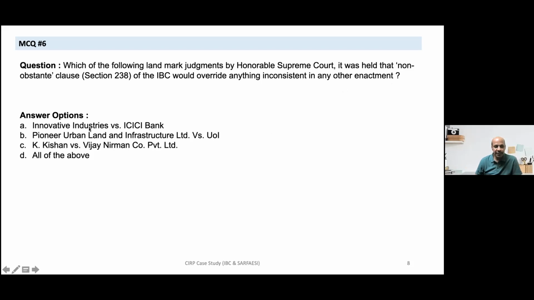So in a way, if you see, Innovative Industries covers the Maharashtra Relief Undertaking Act, Pioneer Urban covers RERA, and K. Kishan and Vijay Nirman covers the Arbitration and Conciliation Act. So for all these 3 acts, as per this section 238, IBC will prevail over all of them. Okay.